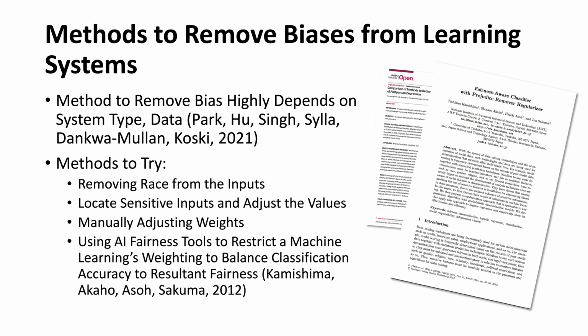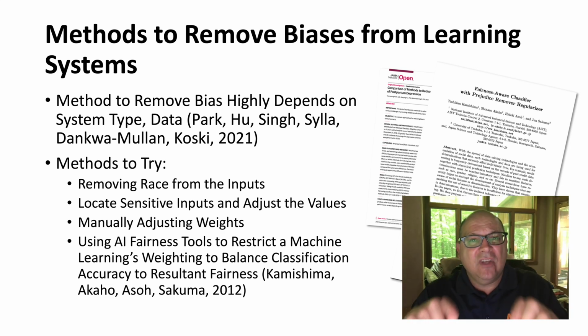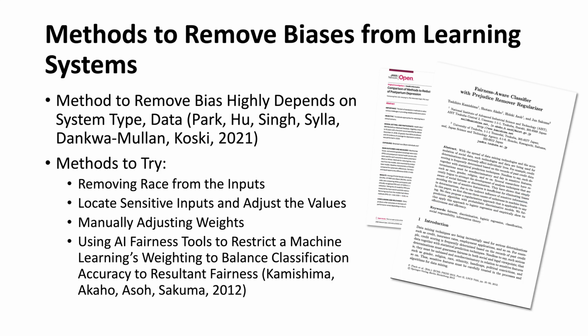We talked about removing race from the inputs. We can also adjust sensitive inputs, try to lessen the impact on the outcomes for those patients. We can also try to get inside the neural networks and manually adjust weights. Some in industry are suggesting this. And then, of course, using the AI fairness toolkits to help us with some of these challenges as well.